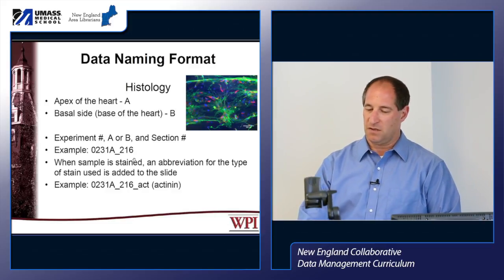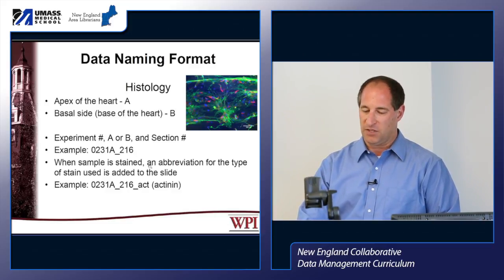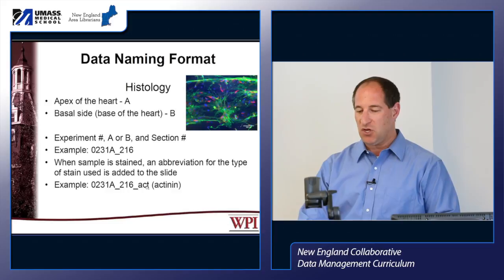Then when the sample is stained, we'll abbreviate for the type of stain that is used. For example, actinin, we add the underscore ACT. And so when we take the image, in this case here, which would be green, we would call that underscore ACT.